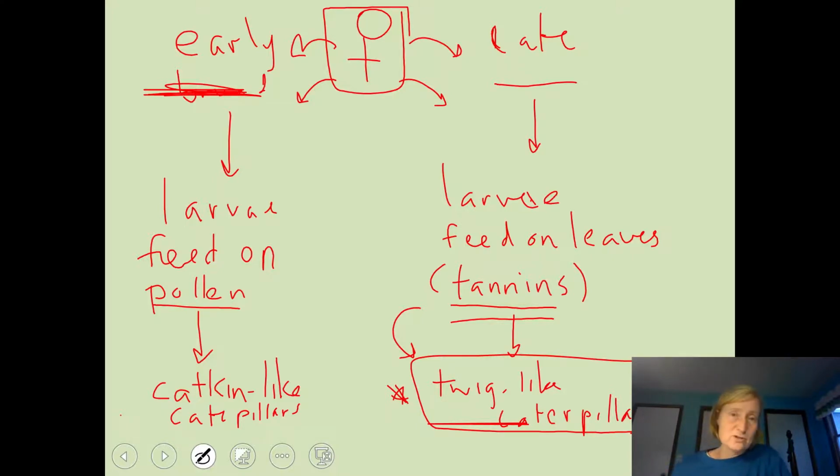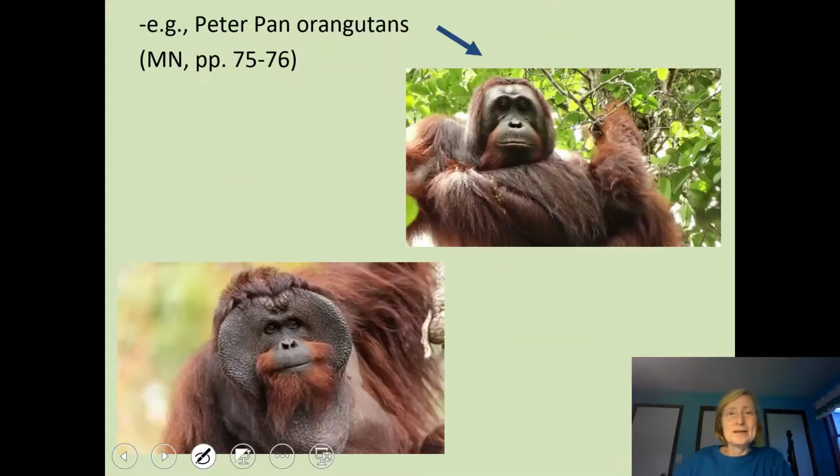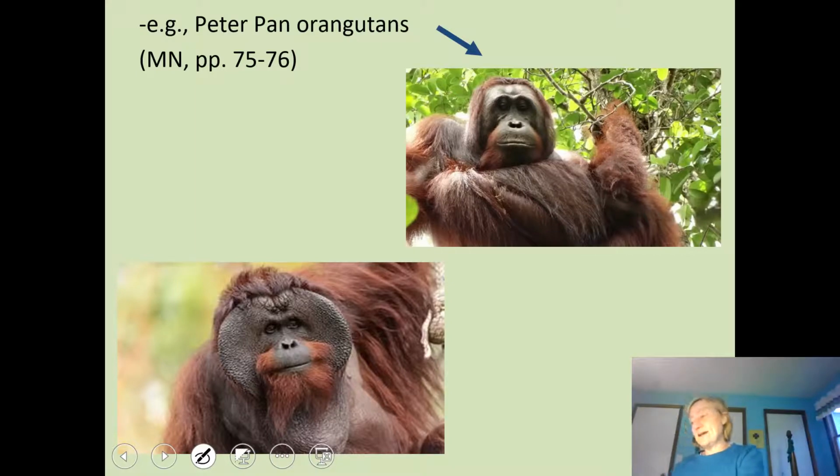So it's beneficial for her to lay 2 sets of eggs, or 2 broods, if you will. Okay, well, bees, moths, they're not super interesting, right? Are there such examples of polyphenisms in animals that we're a little bit more familiar with? Any mammals or anything even closer related to us? Yes. Check out the Peter Pan orangutans.